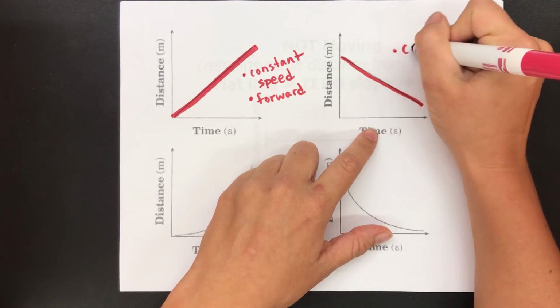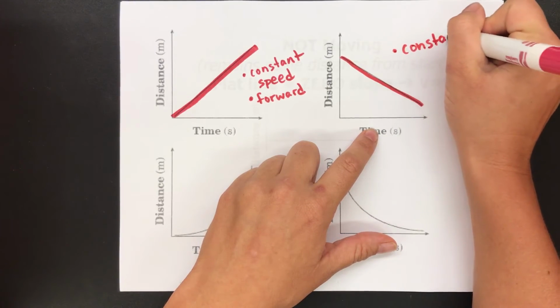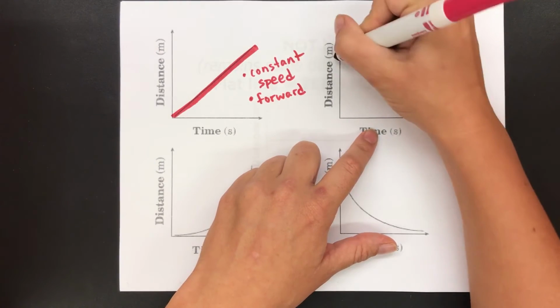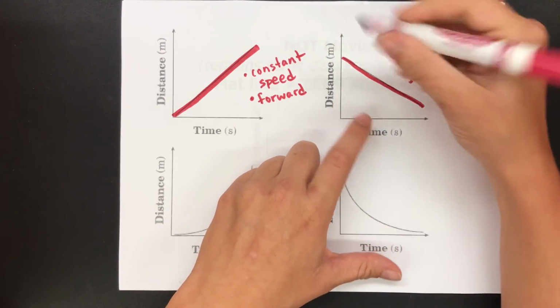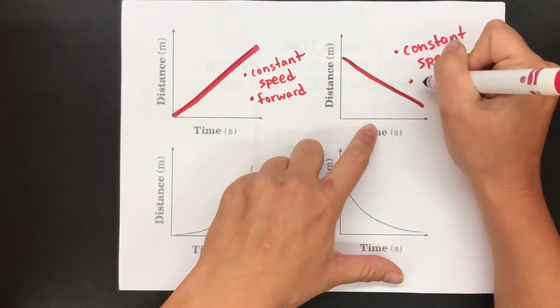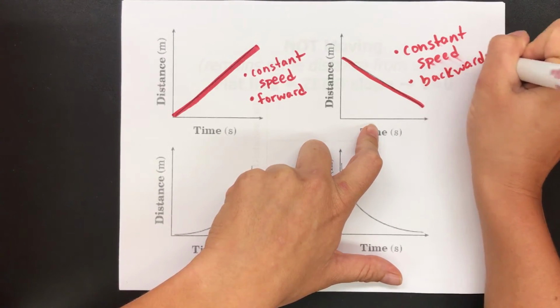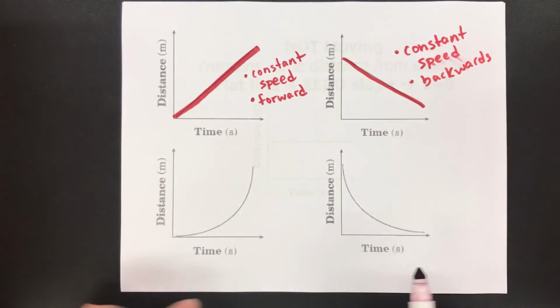In this one, you're going from, let's say, 10 meters to 2 meters. This means, again, you have a constant speed, but since it's going down in distance, that means it's going backwards. That is the difference between those two graphs.